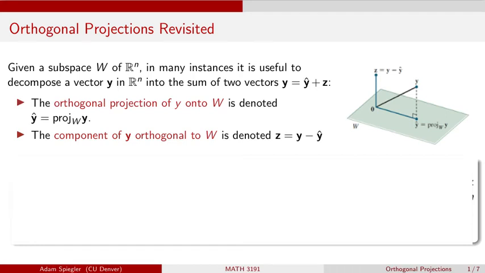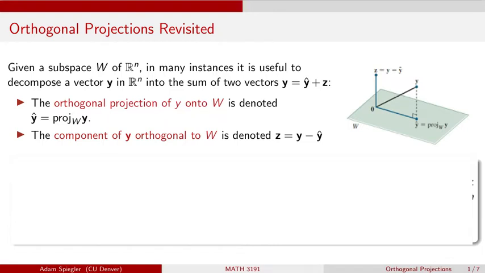All right, welcome everybody. In this video, we are going to continue working with our orthogonal projections. In this case, I want to start by thinking about how we can project a vector y, which is sitting in Rn, onto a subspace W of Rn. If we have a subspace W of Rn, these are going to be things like lines through the origin, planes that contain the origin, and so on.